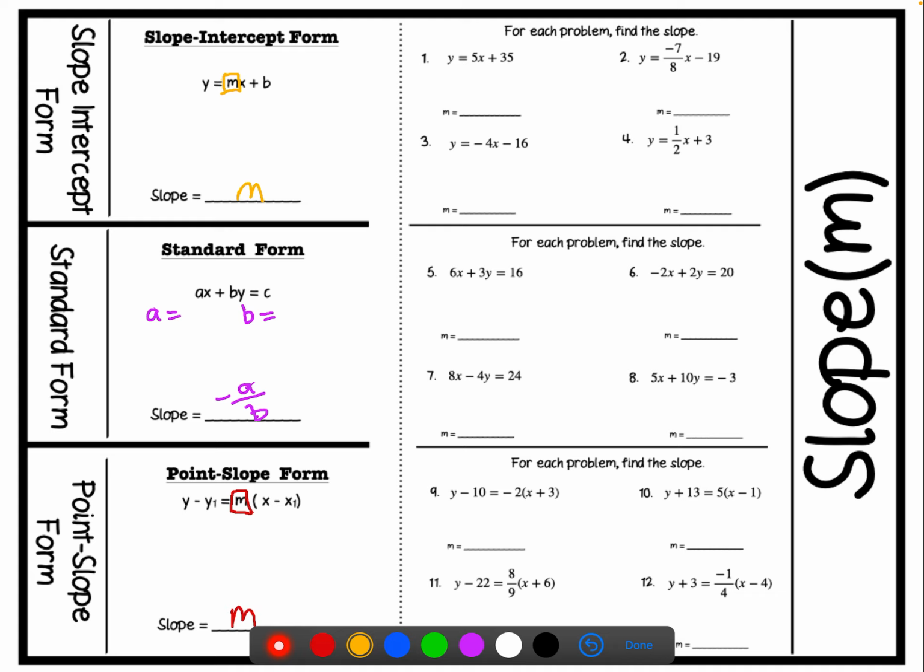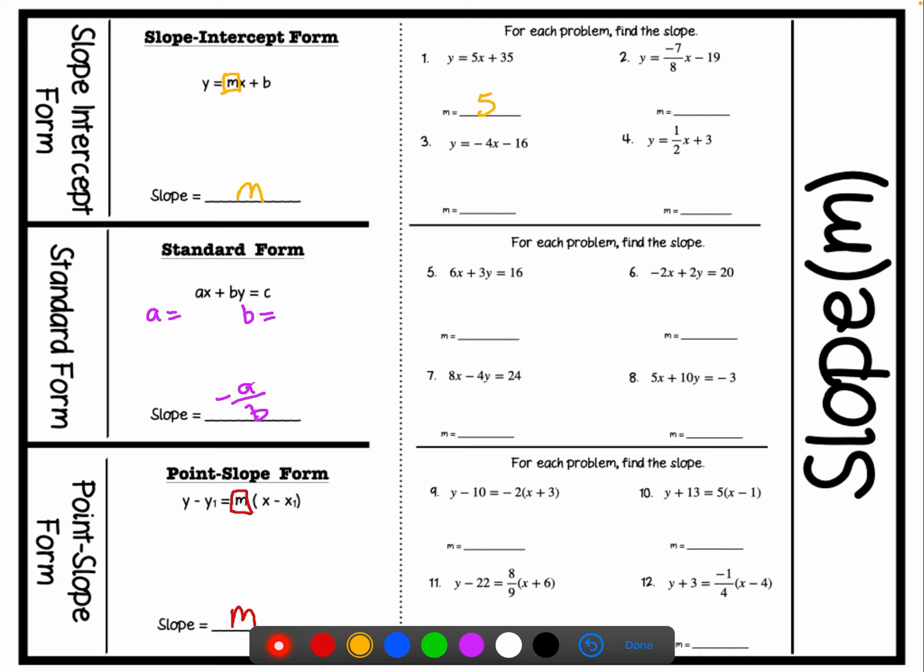So for example, let's go back to slope-intercept form. Let's say for number 1 that we want to find the slope given y equals 5x plus 35. Looking over here at this example of y equals mx plus b, we said the slope was the number in front of x. So in number 1, the number in front of our x, or in the m spot, is 5. Therefore, in number 1, our slope is 5.